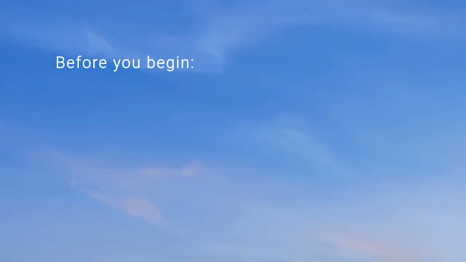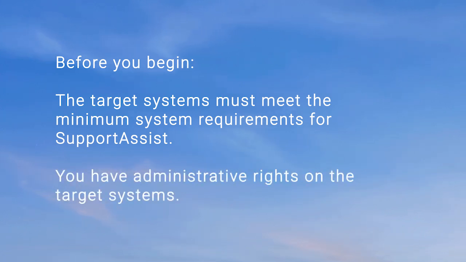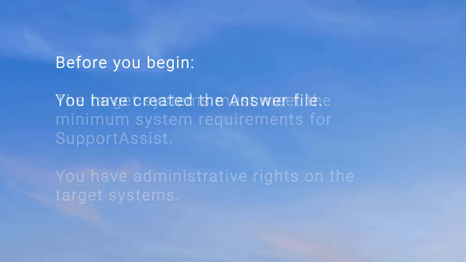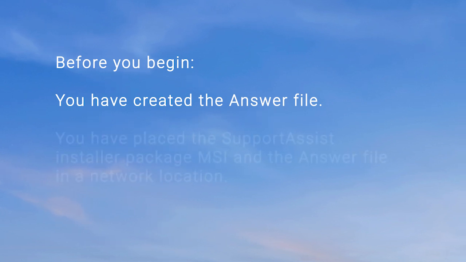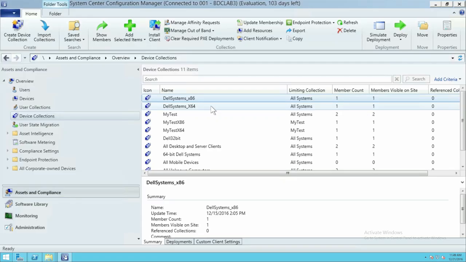Before you begin the deployment, ensure that the target systems meet the minimum system requirements for SupportAssist, you have administrative rights on the target systems, and you have created the answer file and placed the SupportAssist installer package MSI and the answer file in a network location. To begin, open the SCCM console and create the software package for SupportAssist.